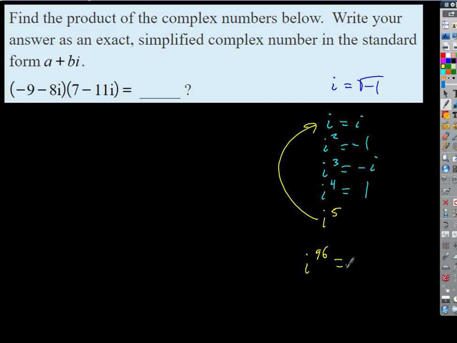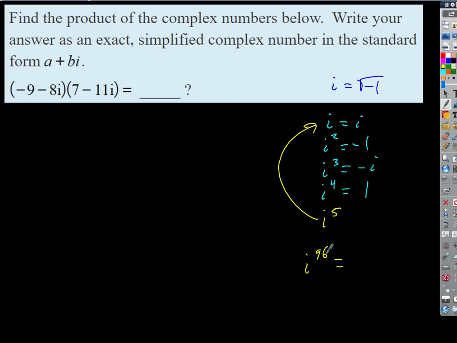One. How'd you get that? You just go in groups of 4. 4 goes into 96 evenly, doesn't it? 24 times, okay?